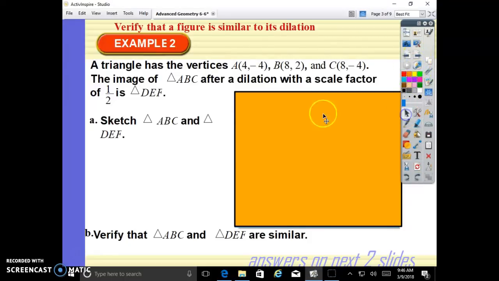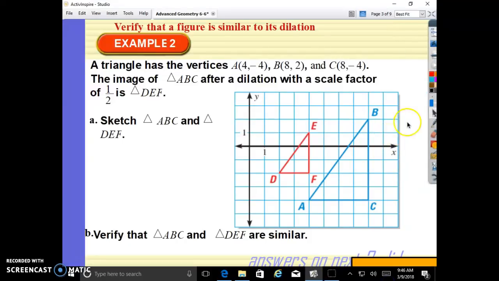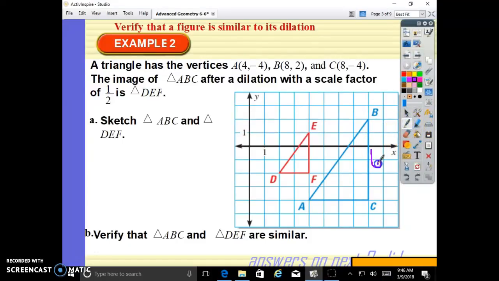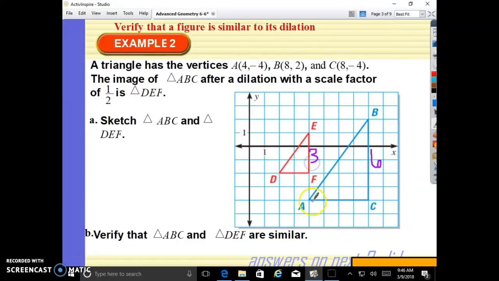It also wants you to verify that the two triangles are similar. So this is 6 versus 3. This is 1, 2, 3, 4. 4 times 1/2 is 2. This is 2. So we're good there. These are definitely proportional. You can see in the drawings. And these are both 90-degree angles.